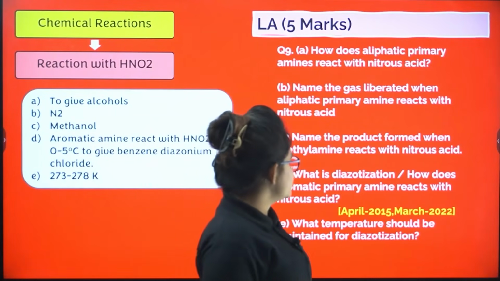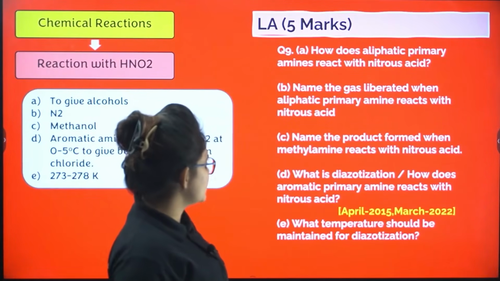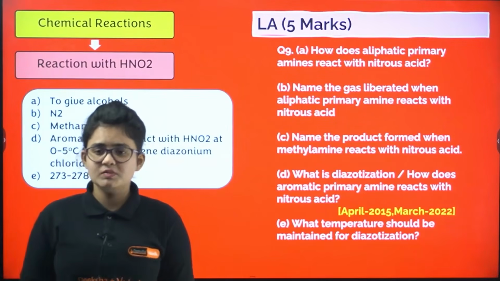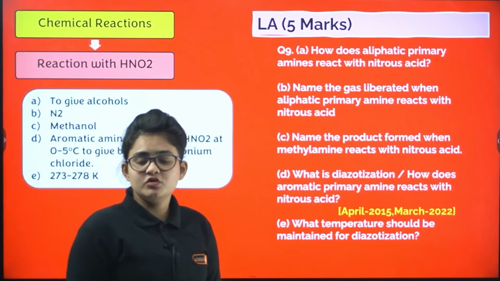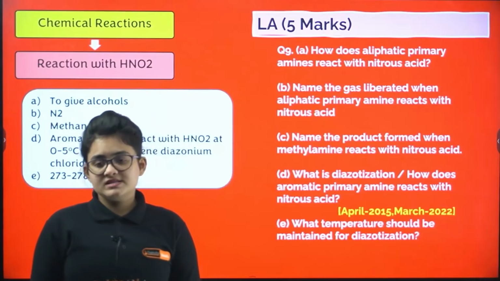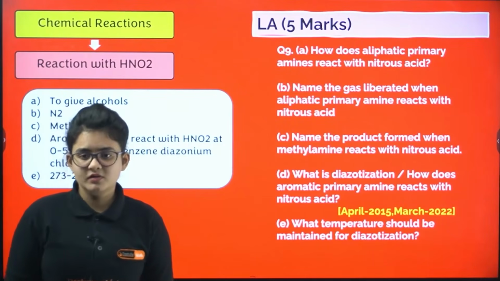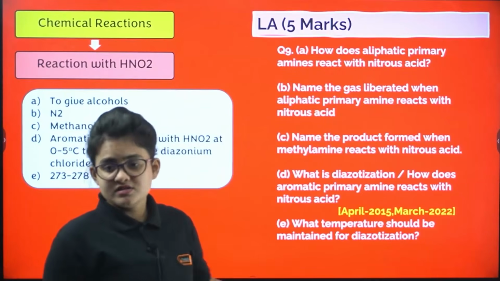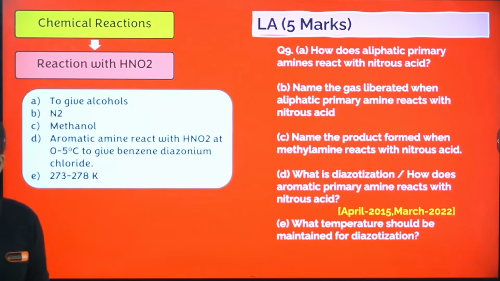What is diazotization? How does an aromatic primary amine react with nitrous acid? I already told you that. The diazotization reaction, I guess you also remember. Aniline in the presence of HNO2 at 0 to 5 degrees Celsius gives you benzene diazonium chloride. What temperature should be maintained for diazotization? It is 0 to 5 degrees Celsius.